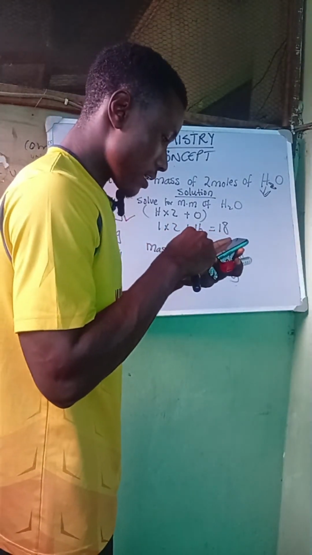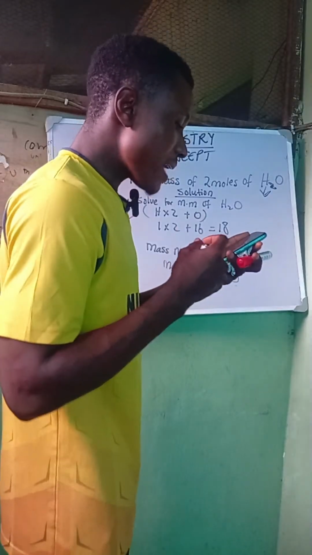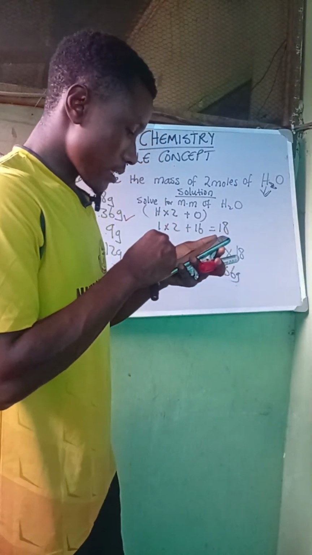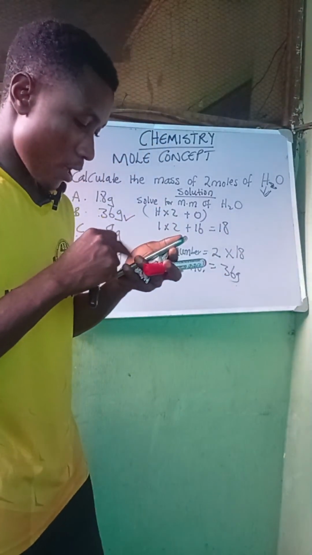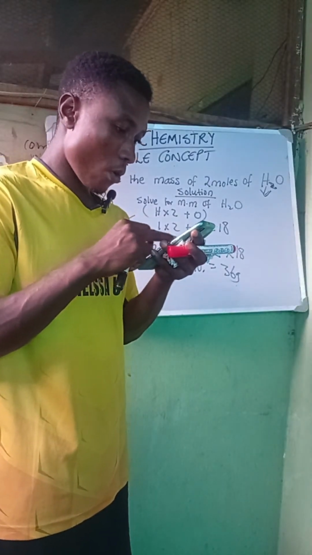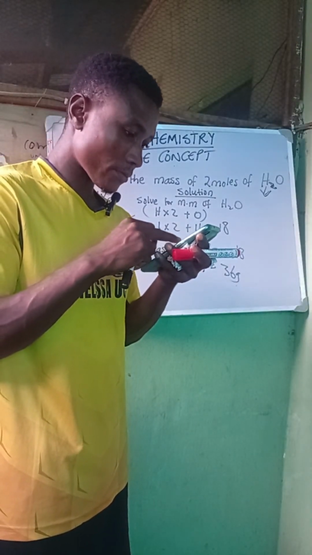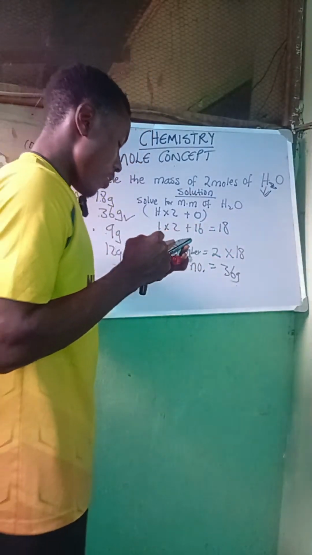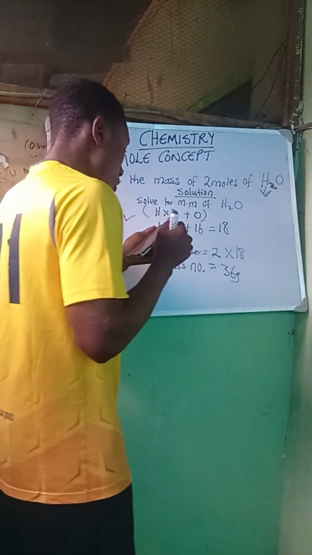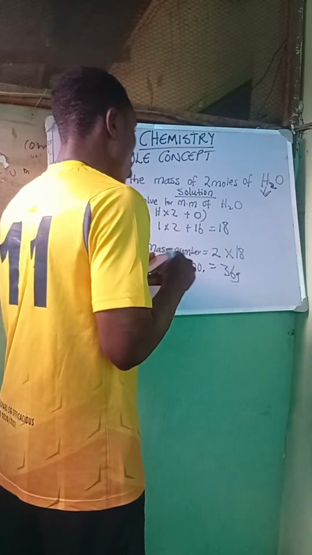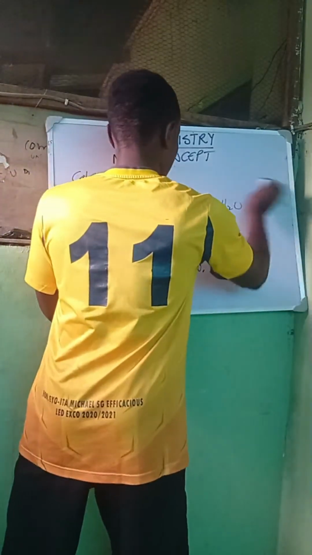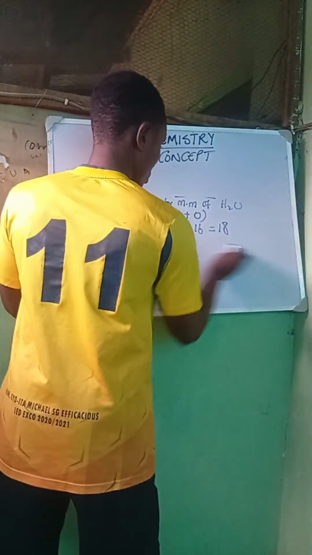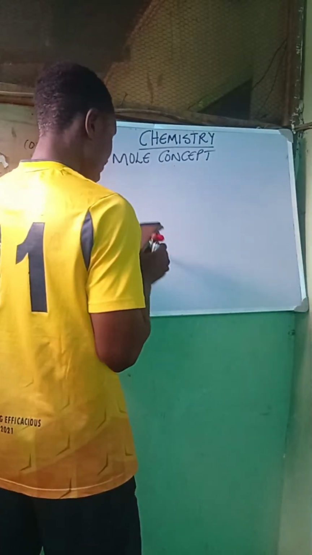The next question says, how many atoms are there? Excuse me, I think there's no option here. Let's see where I have an option, because the option directs me on how to go about my solving. Okay. How many atoms are there in 2 moles of helium?